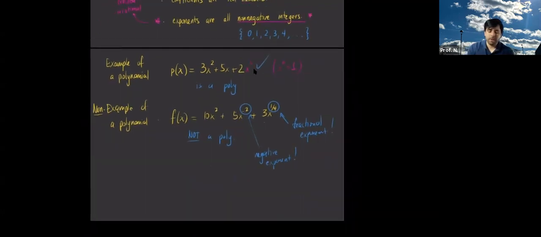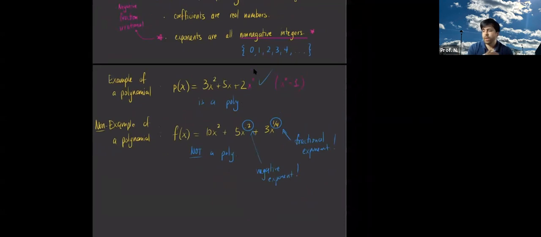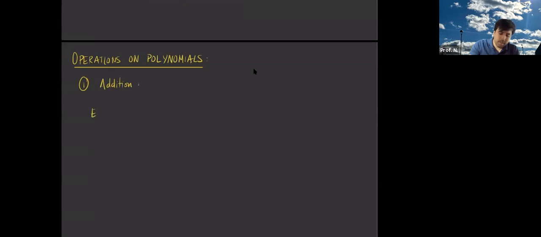Okay, so now we have a better understanding of what is a polynomial, and what it isn't. Now, what's cool about polynomials is that we can add them. So we can apply operations on polynomials. So first, let's talk about addition. Again, this might be something you've seen before.